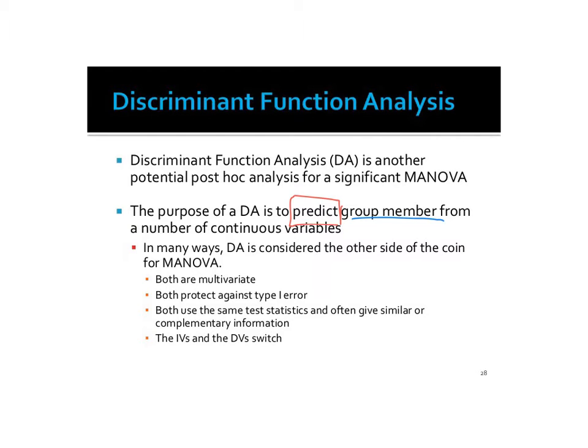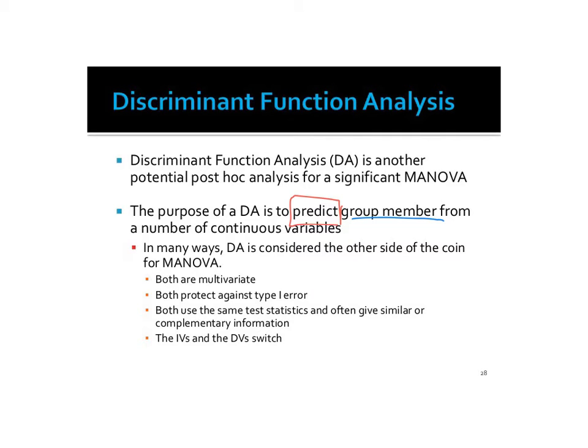In many ways, discriminant function analysis, or DA, is considered the other side of the coin for MANOVA. Both are considered multivariate. Both protect against type 1 error, which are major benefits to using the discriminant function analysis as the post hoc. Both use a lot of very similar statistics. You're going to find some statistics that are presented in MANOVA, some that are presented in discriminant function analysis. They're very similar. You're going to be using, still partial eta squared, still Wilks' lambda, and so on. But they also give some complementary information to create a more complete picture when you pair them together.